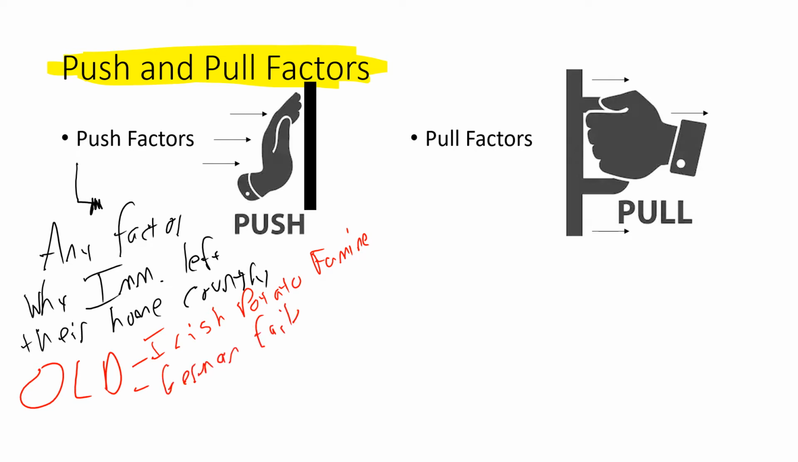failed revolution. So in Germany, the peasants, the lower class of people, tried to overthrow the king. It didn't work out for them.